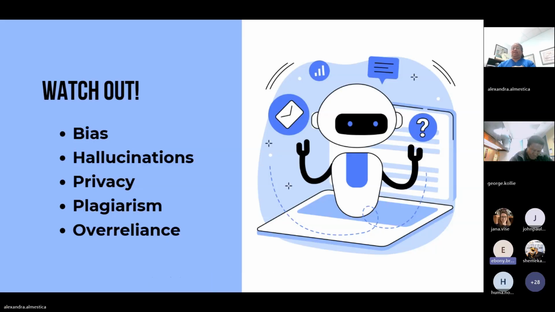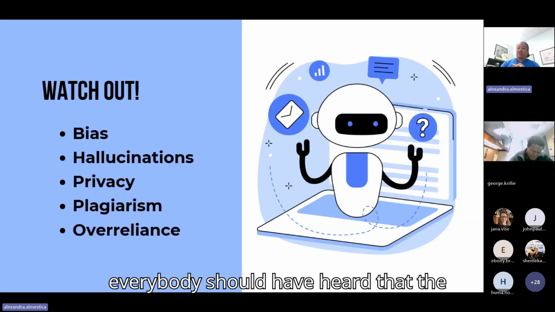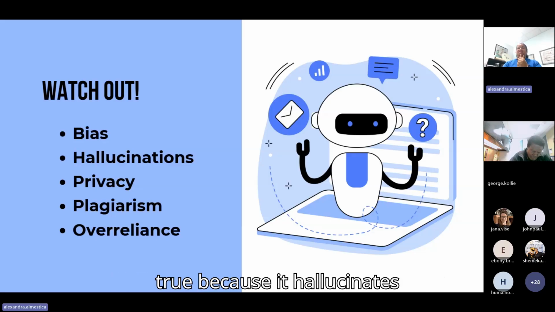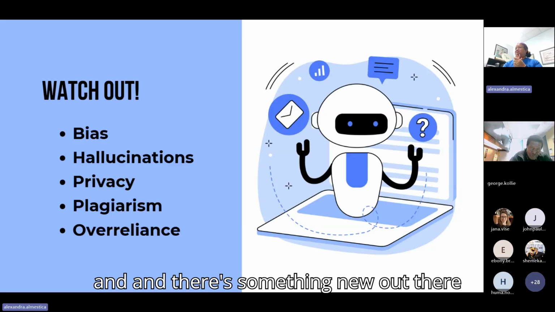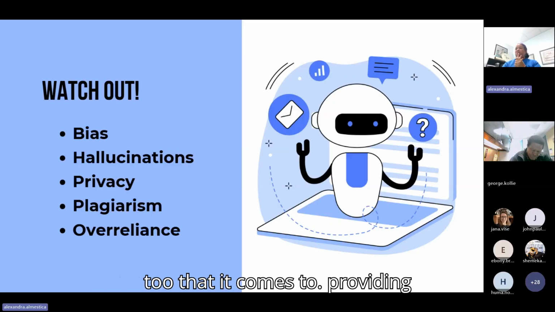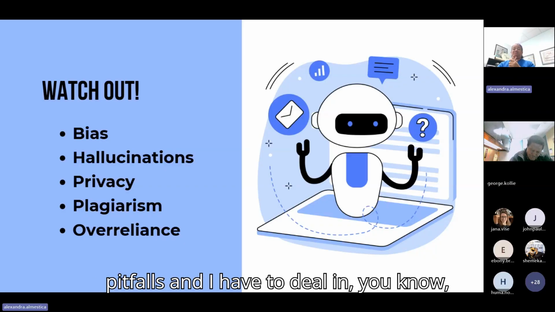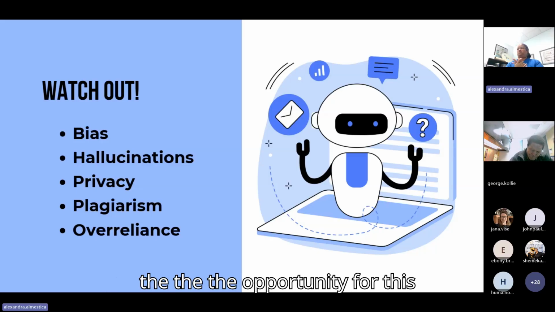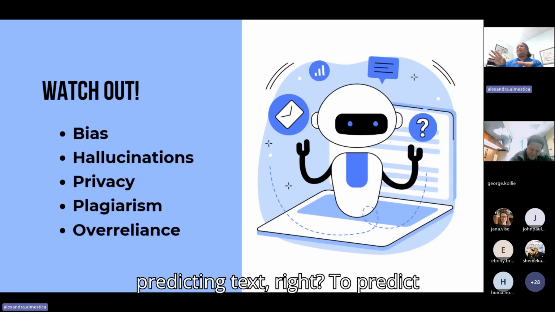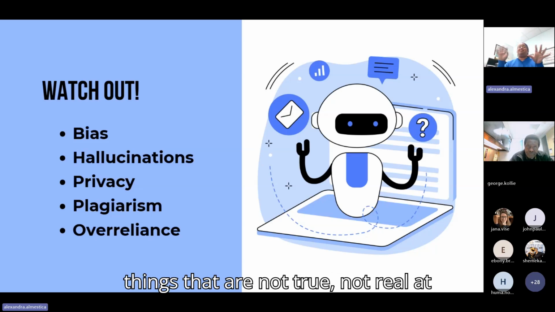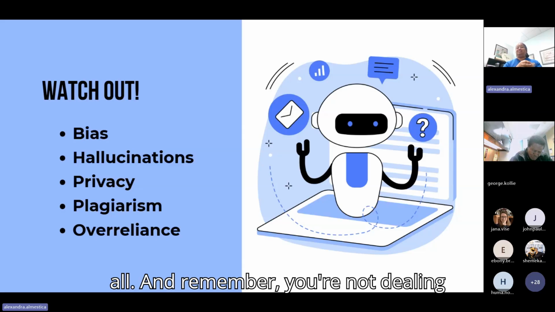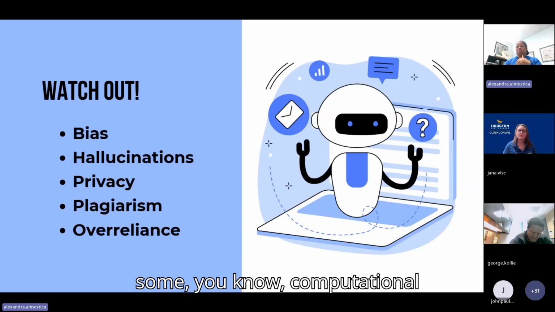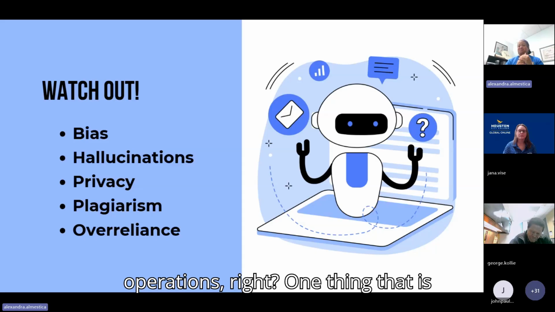In terms of hallucinations, by now everybody should have heard that the GPTs can produce things that are not true. Because it hallucinates, there are pitfalls that I have to deal with and work with too. There's the opportunity for this element, because remember, this is predicting text, so it can predict things that are not true, not real at all. And remember, you're not dealing with a human on the other side. You're dealing with a machine that is making computational operations.